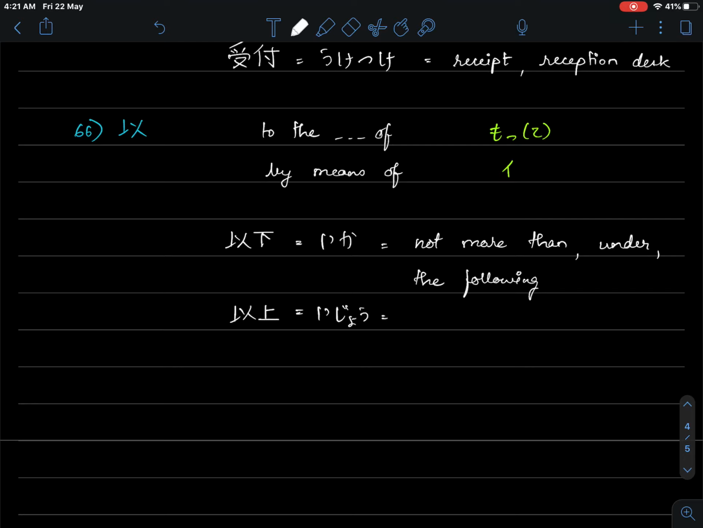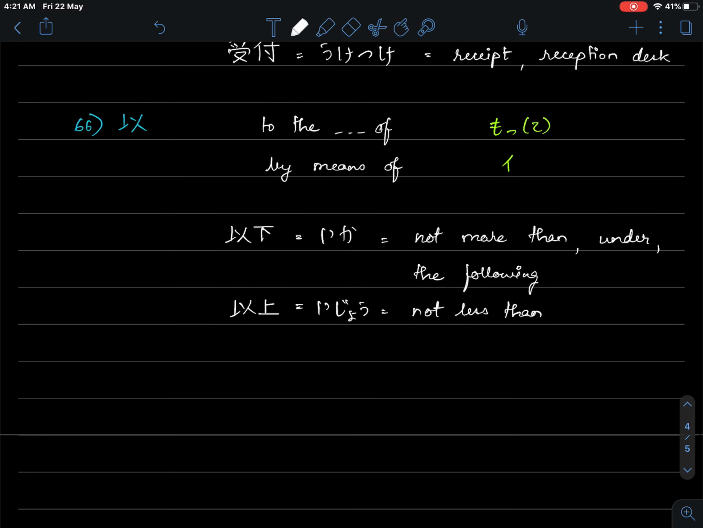and this has a bunch of meanings. It has not less than. Obviously, because the two kanji are opposites, the meanings are going to be somewhat opposite. Ijo and ika are going to be somewhat opposite. So you have not less than, you have beyond, the aforementioned or the above mentioned. Let's stick with above mentioned because it's easier to remember with the kanji. And it also means that's all.